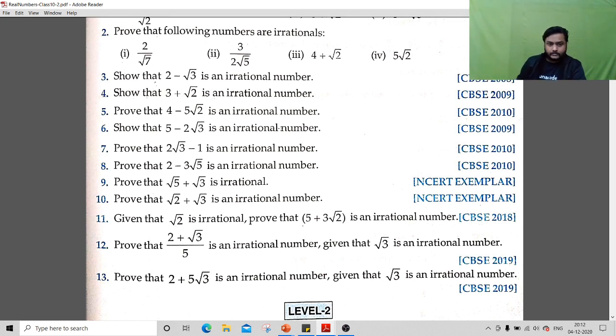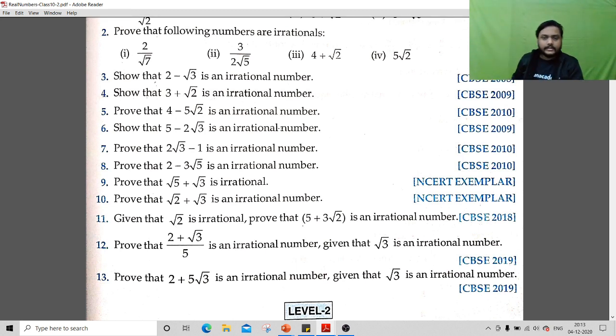And then if you see the 11th one, the 2018, 19 question, prove that 5 plus 3 root 2 is irrational. Everyone can do it. 2 plus root 3 upon 5, you can do it, and 2 plus 5 root 3. All these questions, you can now do along with root 2, root 3, root 5, root 7, which are your hot questions, guys. 101% one of these questions will be there in your exam.